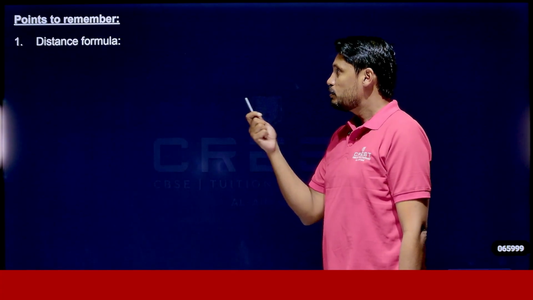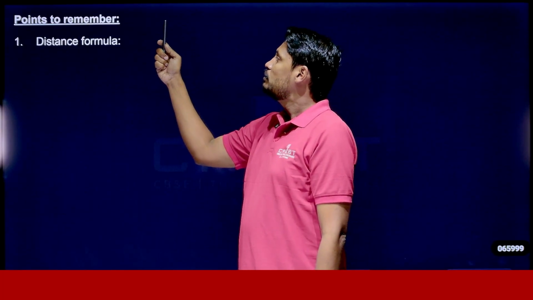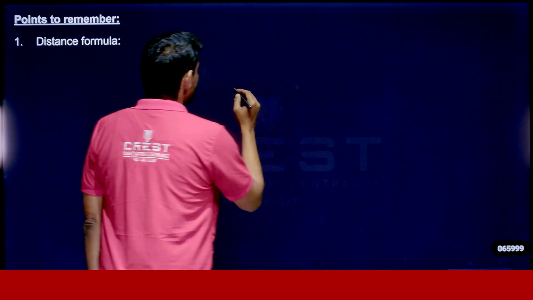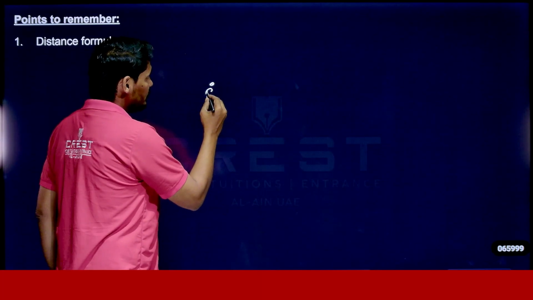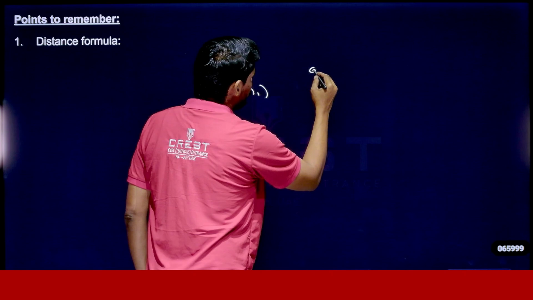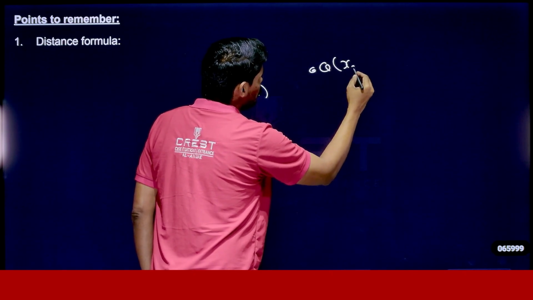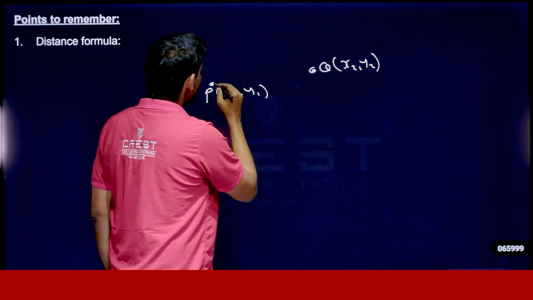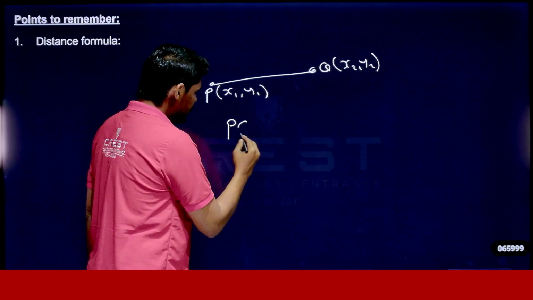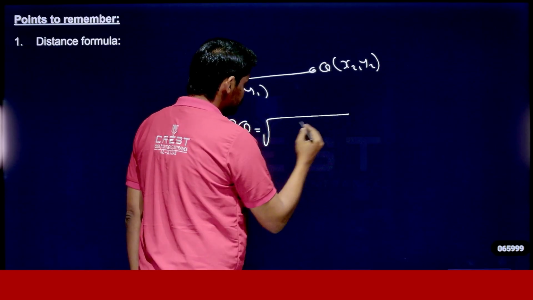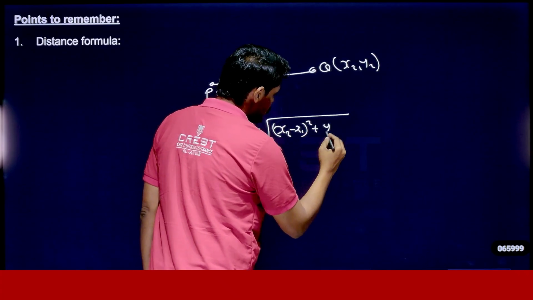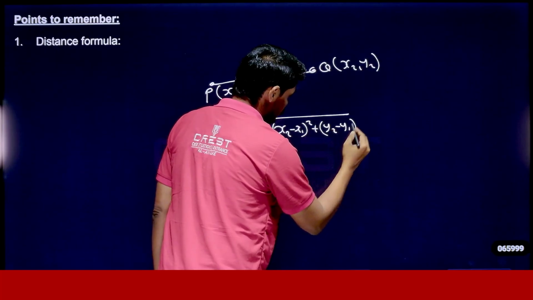Before moving to the first topic, we have to remember some points. What is a distance formula? You already studied in lower classes. If I have a point P (x1, y1) and another point Q (x2, y2), what is the distance between these 2 points PQ? PQ can be defined as square root of (x2 minus x1) the whole square plus (y2 minus y1) the whole square.